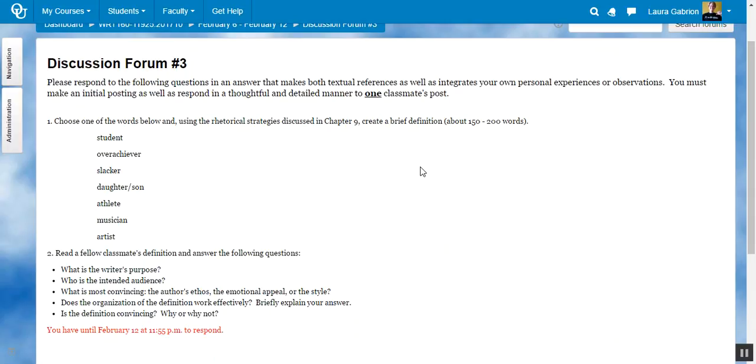discussion forum number 3. You'll notice that it talks directly about what you've learned in chapter 9 about setting up a definition argument. So I want you to pick one of these words, and I want you to define it according to you. Think about the things, like I said, that help us create a definition argument, or to define something from our perspective and argue for that meaning.